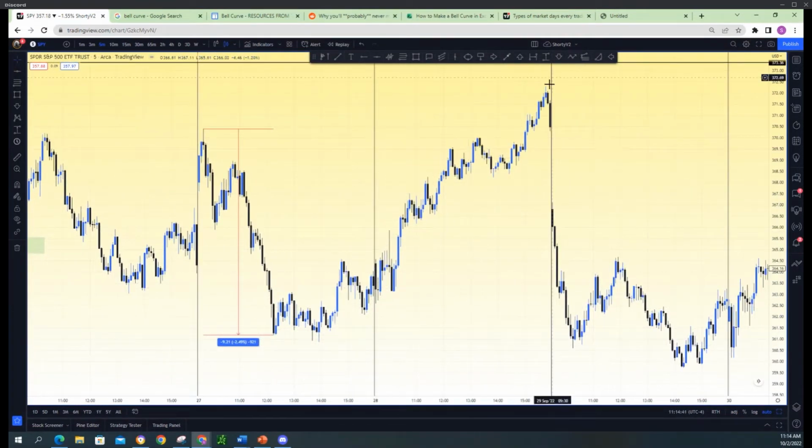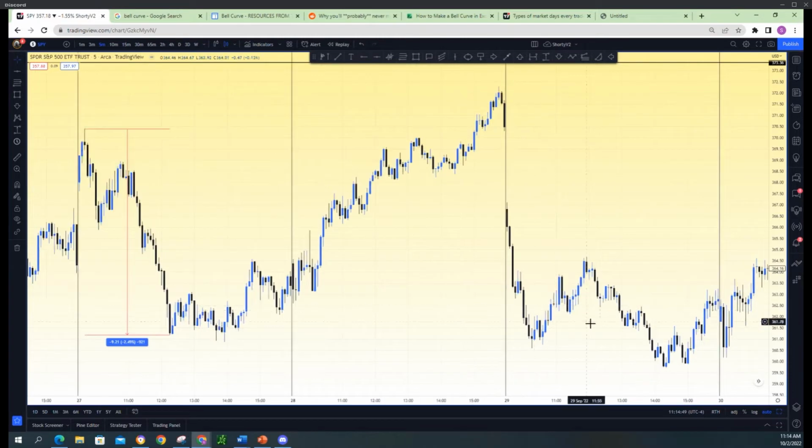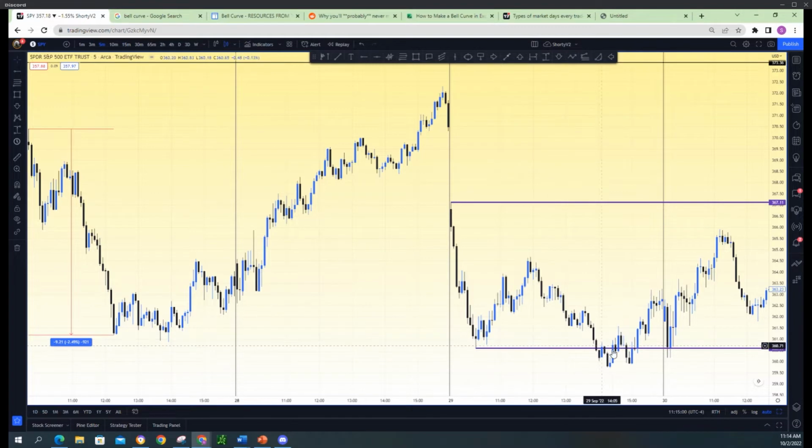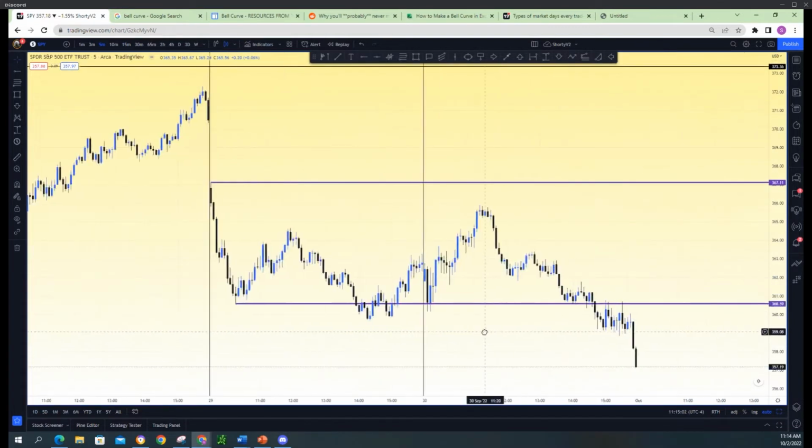Here's a trend day. You're making higher highs, higher lows. You're really not reversing the trend, and boom. And there's another one here. This looks more like a typical day or extended typical, but they're able to close right inside.